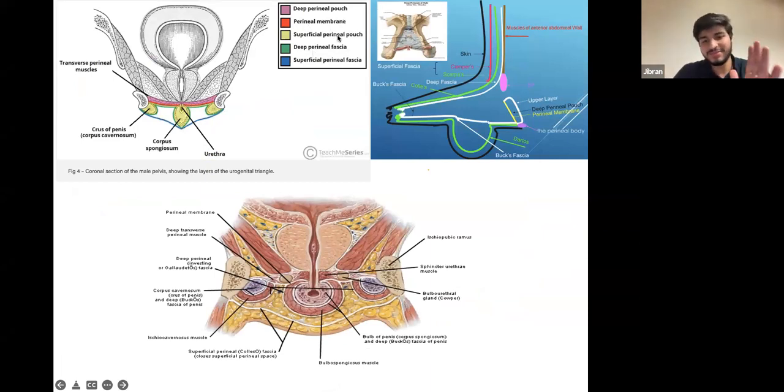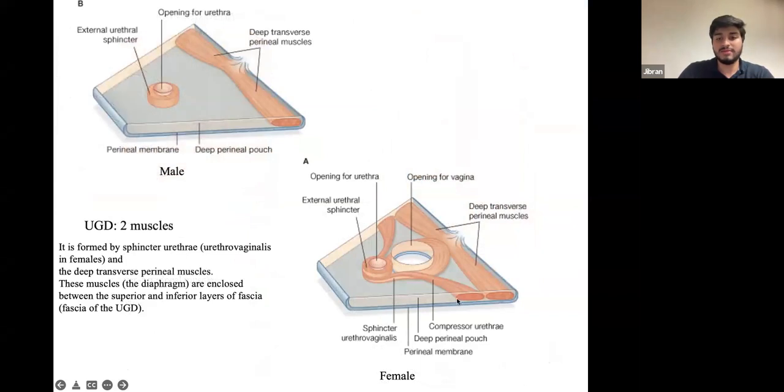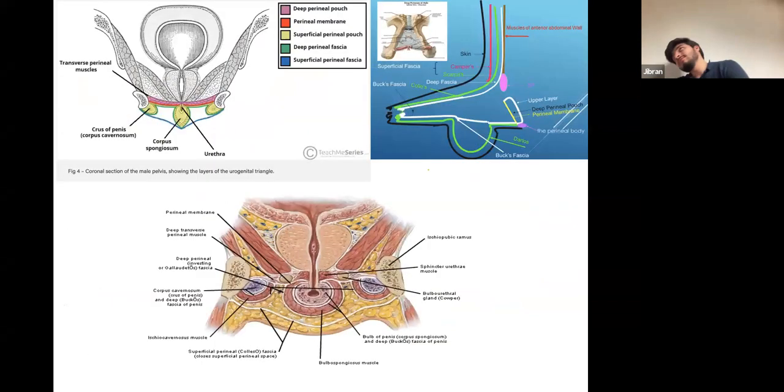Something very important is that there's also a superficial perineal pouch. The deep perineal pouch is here, and the superficial perineal pouch is between the Colles fascia and the Scarpa's fascia. So here. By the way, this is the ischioanal fascia, and this is the levator ani.